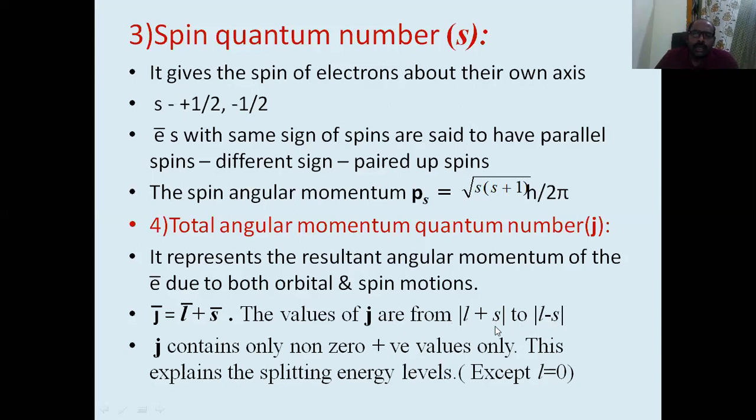This addition of the orbital angular momentum vector and the spin angular momentum vector gives the concept of splitting of energy levels. So this quantum number explains the splitting of energy levels.